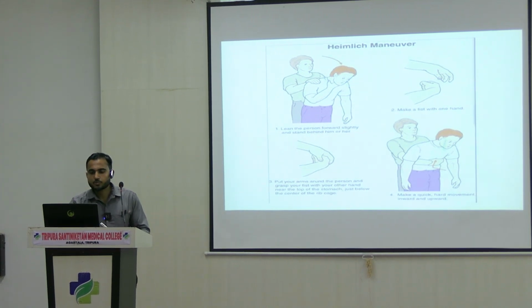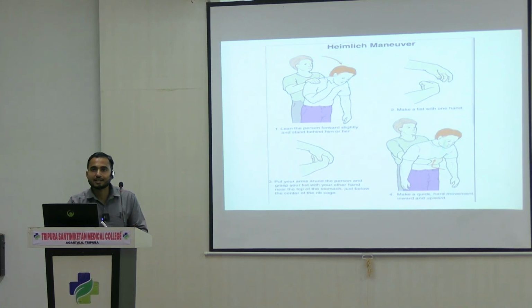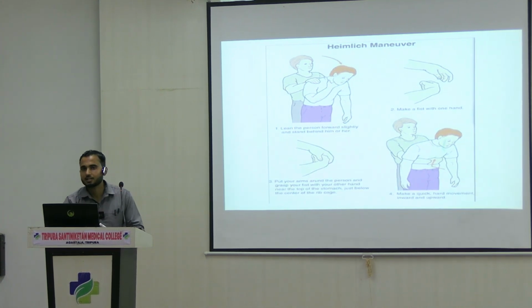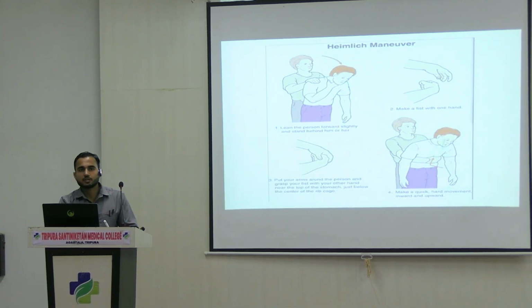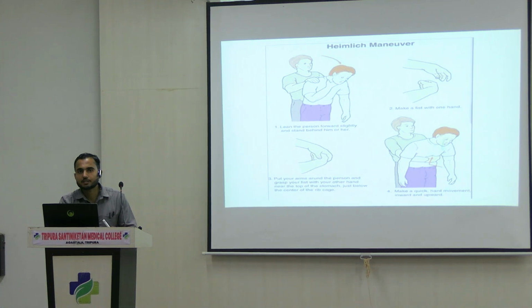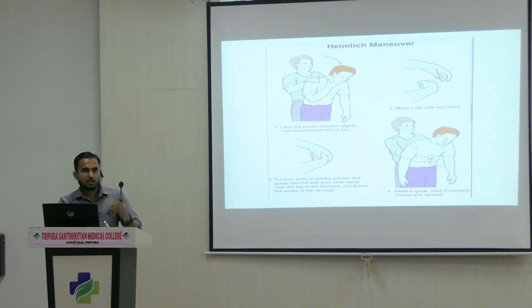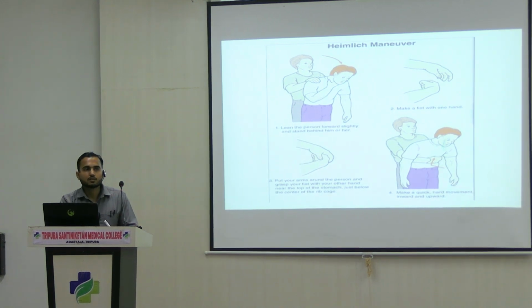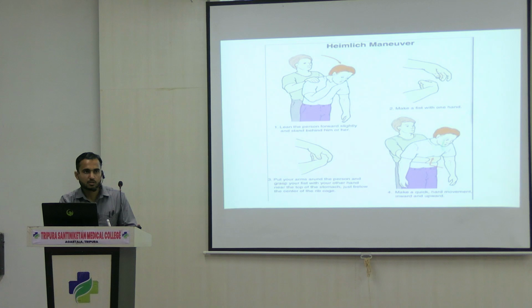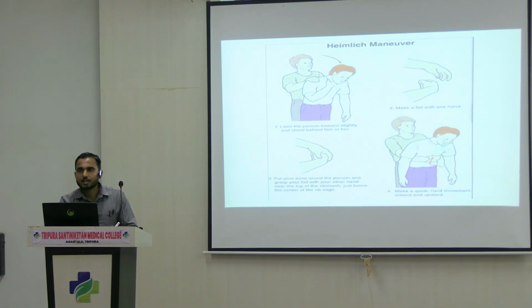Suppose choking on food or fluid has taken place and it has obstructed the laryngeal part. It causes laryngeal obstruction. During that time, the person will be unable to breathe. If the patient is unable to breathe, what will happen? There will be less oxygen going into the blood. That will lead to unconsciousness, coma, etc. So at that time, the Heimlich maneuver is given.